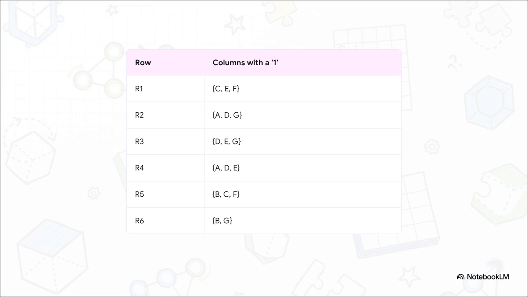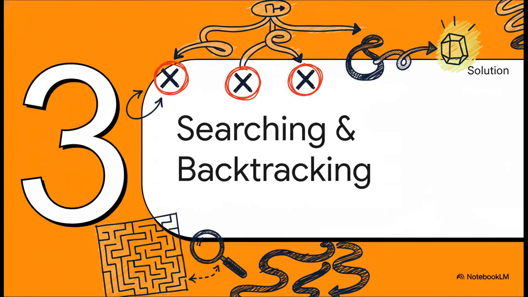If we can find that perfect combination of rows where every single column is covered exactly one time, we've solved it. The idea is simple, right? But actually finding that perfect combination is incredibly hard. So how in the world do you find that solution?